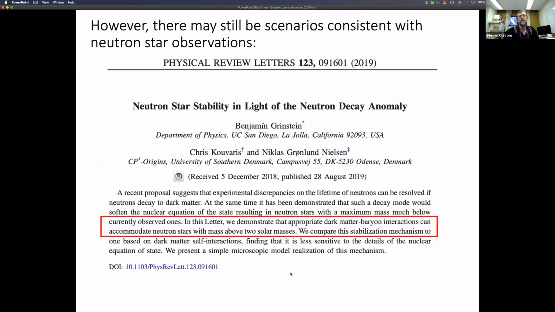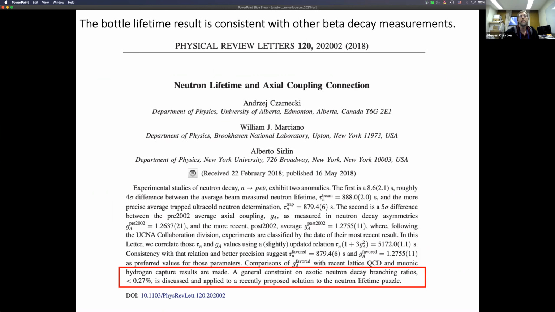However, and again, this is why I wish I had seen that colloquium a couple months ago, there may still be scenarios consistent with neutron star observations, but you have to look at the complete set of observations to see if that can still work. In this letter, they demonstrate that the appropriate dark matter baryon interactions can accommodate neutron stars with mass above 2 solar masses. So there are always ways to get around it, but you evidently have to have self-interacting dark matter to do that, so that you can have the mass that you want in the end.